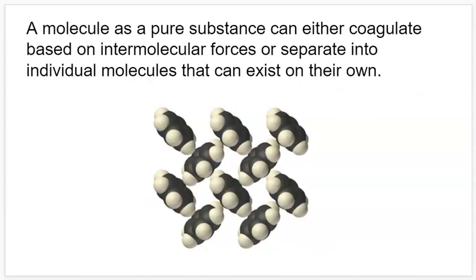All right. And a molecule can exist as a pure substance, and it'll either coagulate based on intermolecular forces, kind of like the sugar example. I think these are benzene rings, which is another kind of molecule, but the sugar is going to come together as a crystal like this, where you can see there is a repeating geometric structure to it. I gave ice as an example as well. Or they can be separated into their own individual molecules. So this is pretty distinctive compared to the calcium chloride or sodium chloride example I gave earlier.